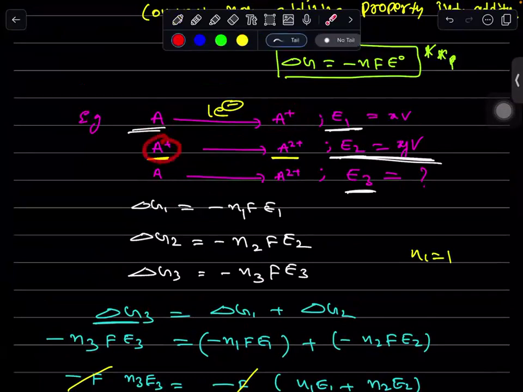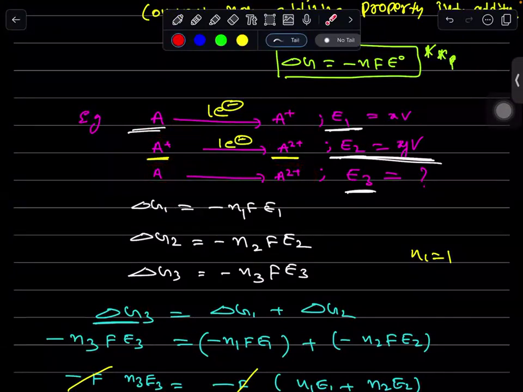A plus becoming A2 plus, still one electron. Now tell me, when A becomes A2 plus, how many electrons are involved? A is 0. I have given the number of electrons formula also: change in oxidation state into number of atoms involved. Here A's oxidation state is 0, but here it is plus 2. Change in oxidation state is 2 and the number of atoms involved is only 1. So here 2 electrons are involved, right?